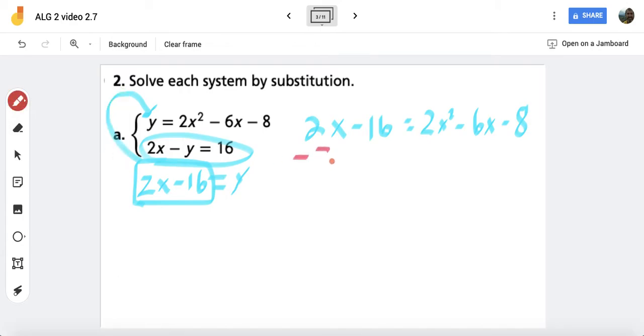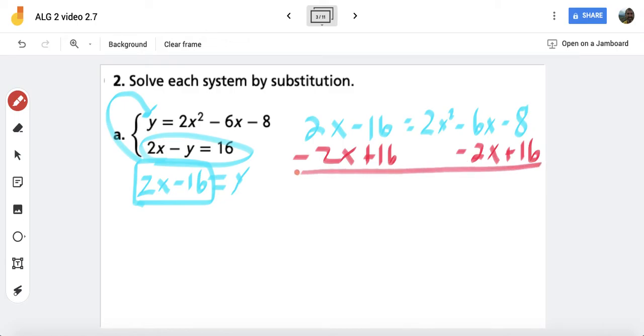Now I need to subtract 2x from both sides, and if you don't mind, I'm going to add 16 also to both sides, because I need to have this set equal to 0 before I can solve it using the quadratic or grouping or factoring. I'll make that decision after I see what I get for an equation. So on this side I end up with 0, and on this side I have the 2x squared minus 6x minus 2x is minus 8x, and -8 plus 16 is 8.